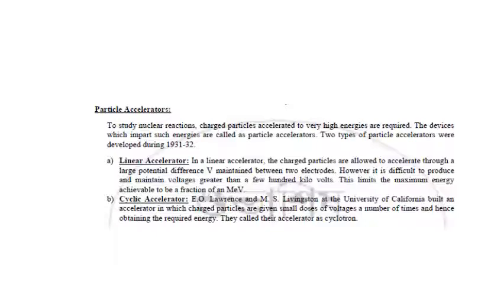Generally, two types of particle accelerator were developed in 1931 and 32, named as linear accelerator and cyclic accelerator. As it is clear from the name, linear means in which we increase the velocity or energy of the particle by moving the particle in linear direction. In linear accelerator, all the time particle move only in linear direction. While in cyclic accelerator, we rotate the particles so that it can get energy, increase the velocity.